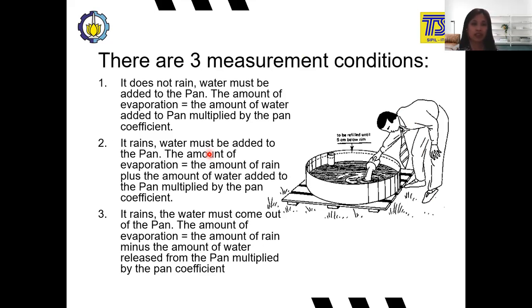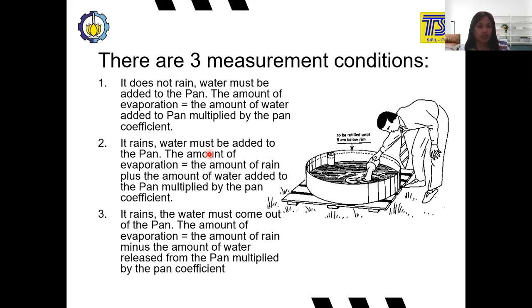So for these measurement conditions, the first one is if it doesn't rain, but water must be added to the pan. Because of the evaporation, the water becomes less and less each day, and if there is no rain, the water can be too little. So there has to be additional water inside the evaporation pan, and then we can calculate the amount of evaporation by the amount of water added to the pan multiplied by the pan coefficient.